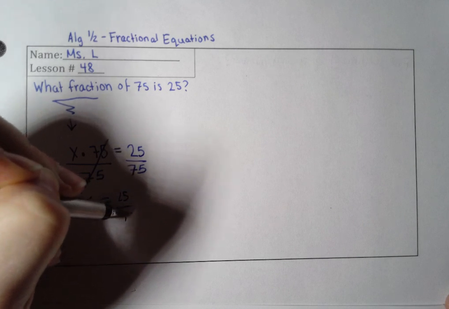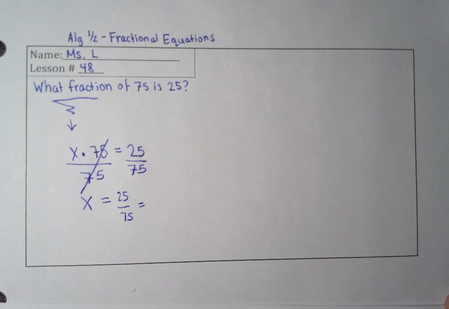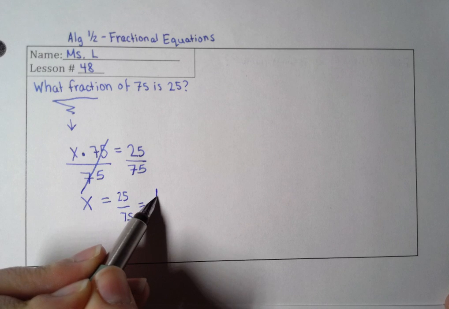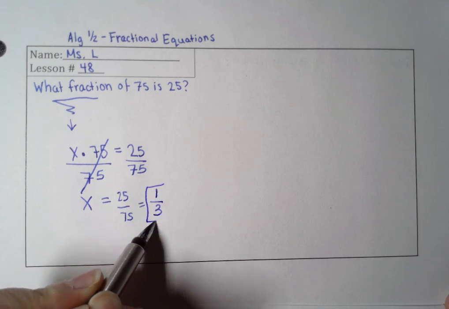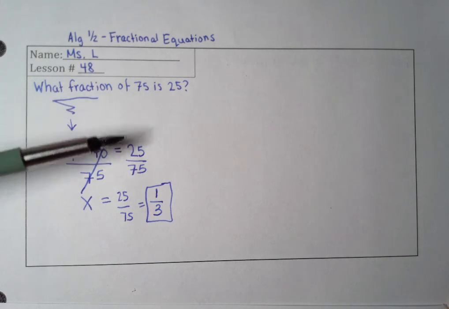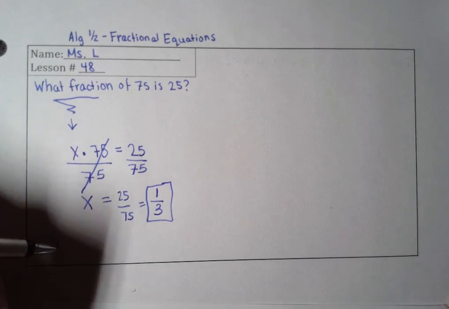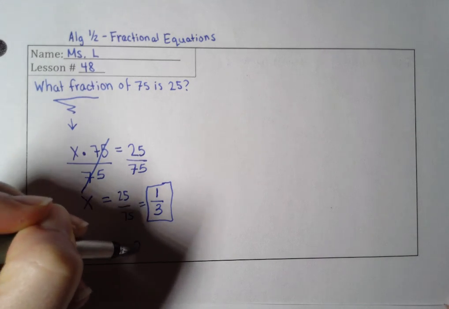25 over 75, which we can reduce because these are both numbers that are divisible by 25. 25 divided by 25 is 1, and 75 divided by 25 is 3. So my x, my unknown, is 1/3. So when I ask what fraction of 75 is 25, 1/3 of 75 is 25.